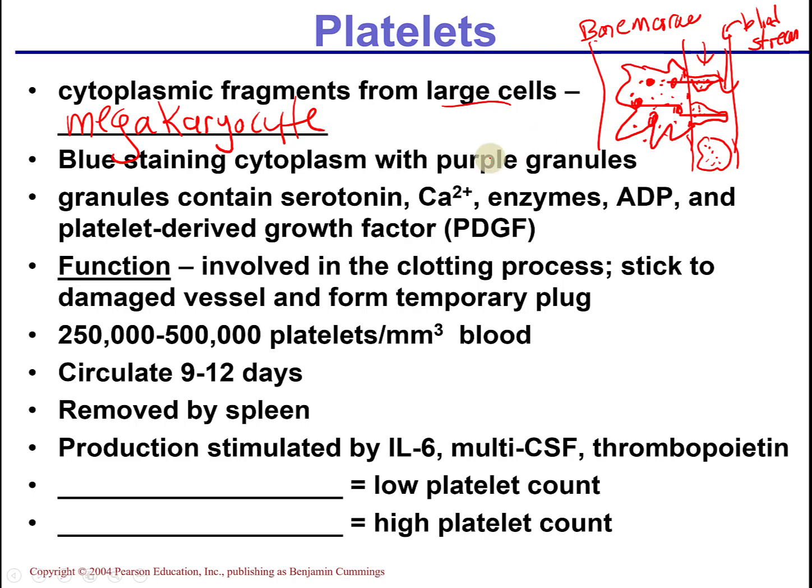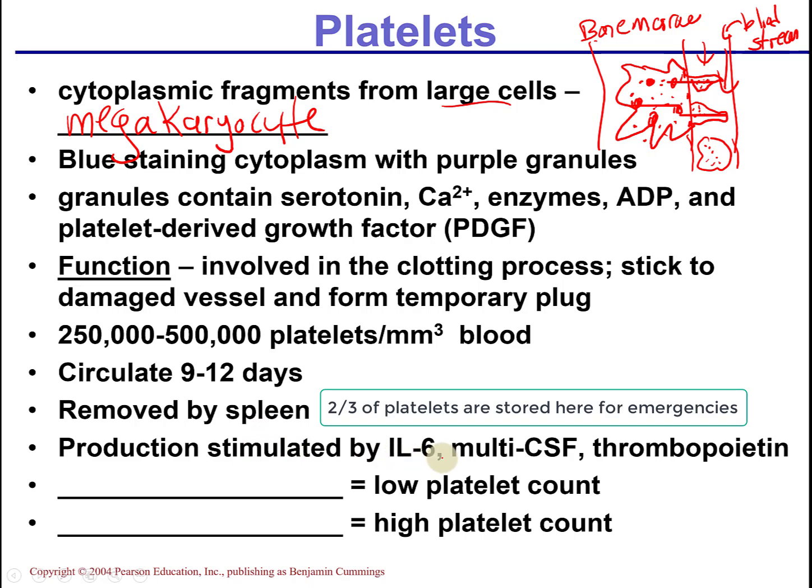They do have granules that stain purple, and the granules can consist of serotonin, calcium ion, enzymes, ADP, and something called platelet-derived growth factor. The purpose of platelets is to form a temporary plug in a damaged blood vessel. When the tunics of a blood vessel are torn, the platelets come together and plug it up. So they're involved in the clotting process, and there's a temporary loss of blood flow. Platelets circulate for about 9 to 12 days before they are removed by the spleen, and their production is stimulated by interleukin-6, multi-CSF, and something called thrombopoietin.